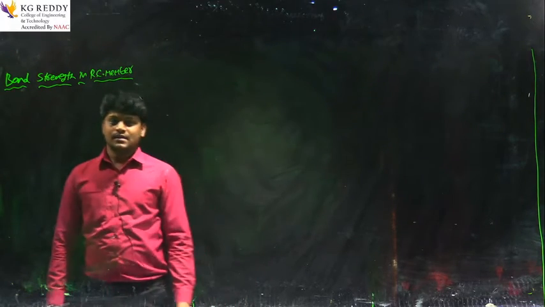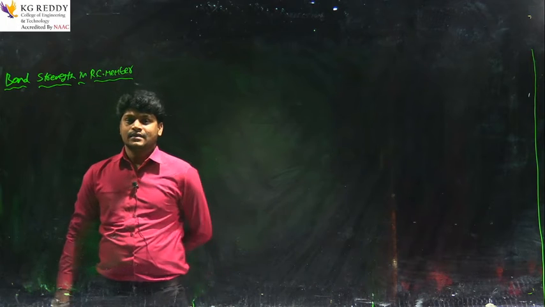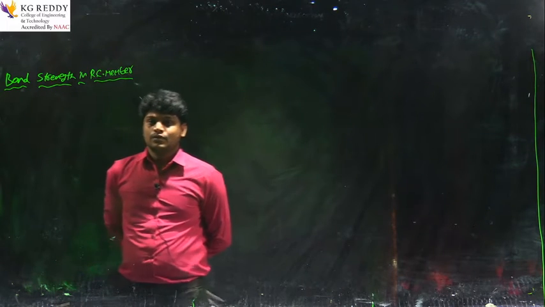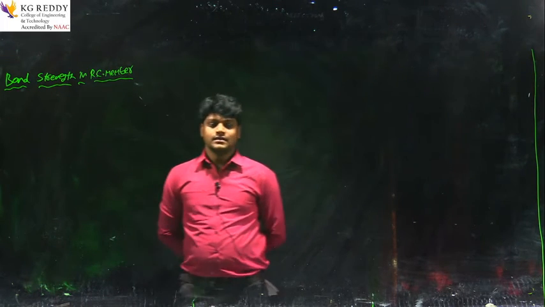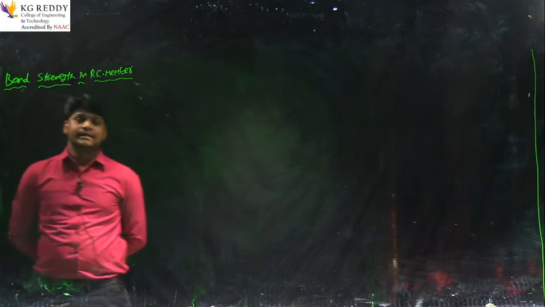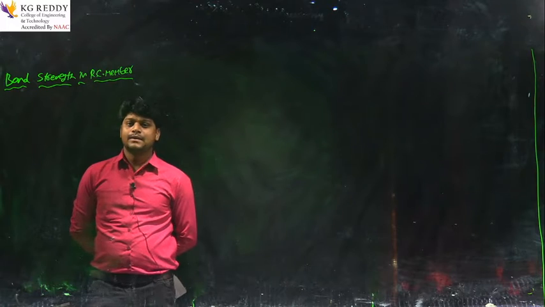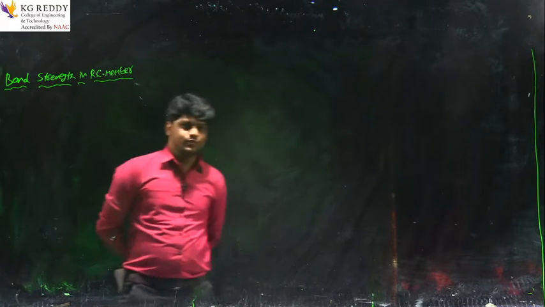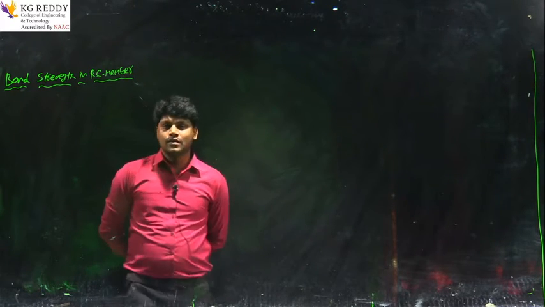So in the previous class, I explained about the tangent reinforcement. Now I am going to explain the transfer of strength in the RC section, the topic of bond strength in the RC section. This bond strength is very important for the RCC section.